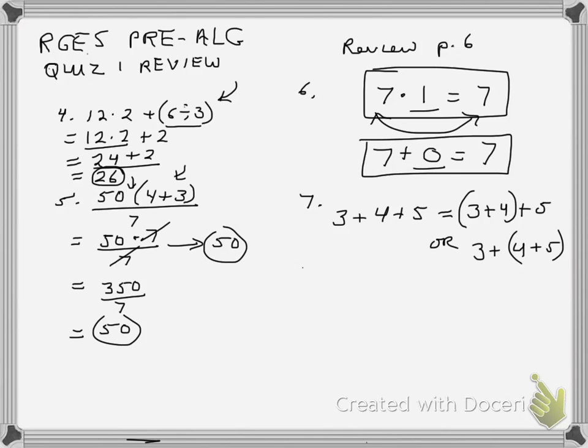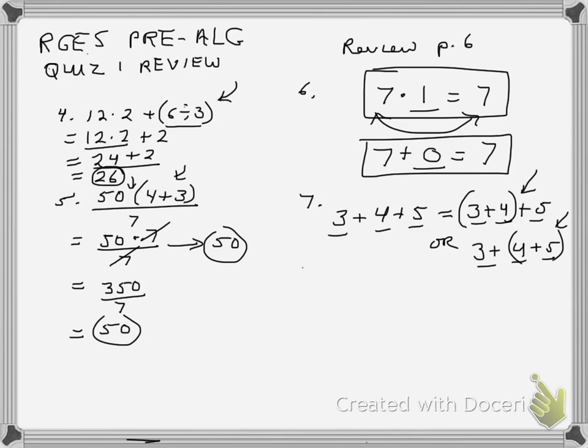Notice I'm not changing the order. 3, 4, 5. Do not change the order of the values, but merely indicate association by adding parentheses. It would look very similar, except with multiplication signs, if you want the associative property of multiplication.